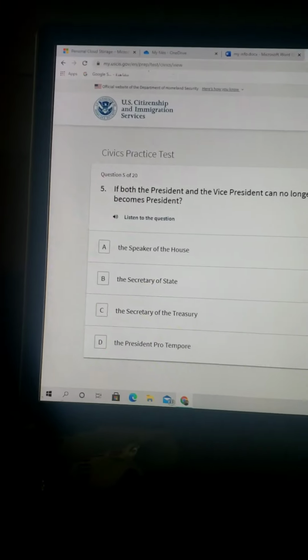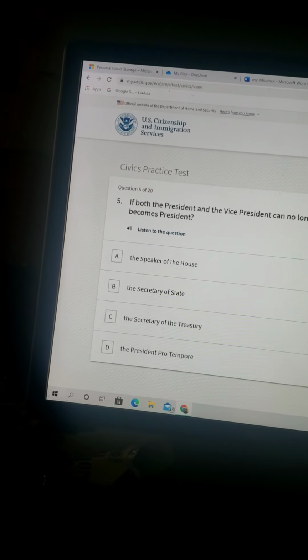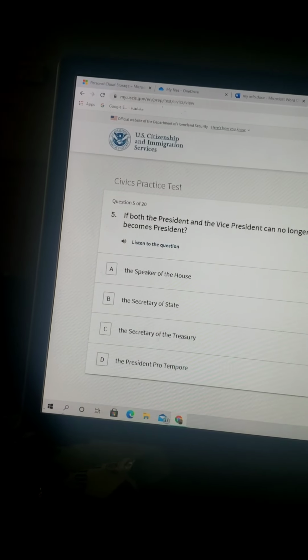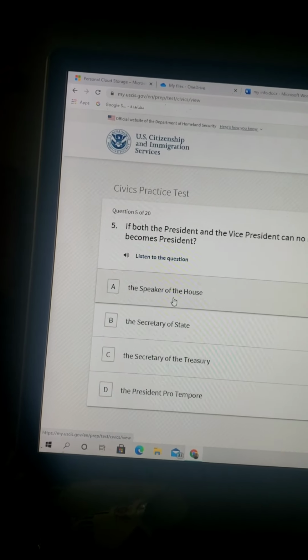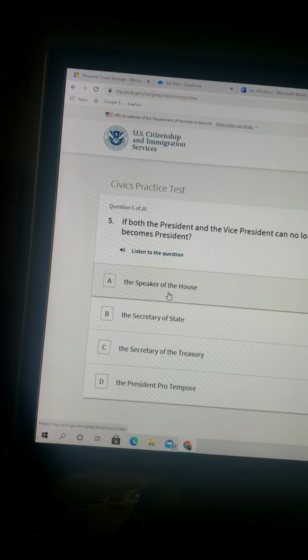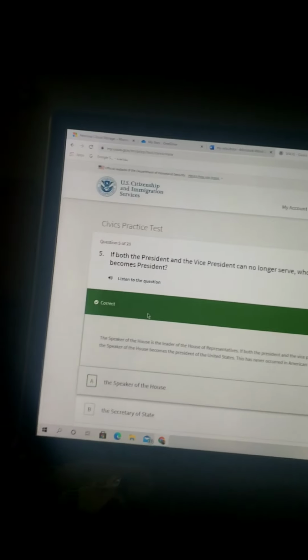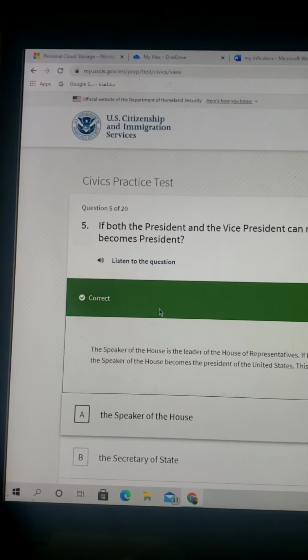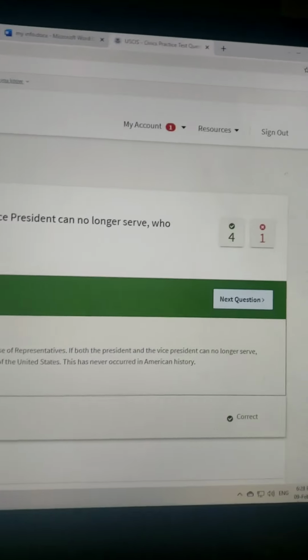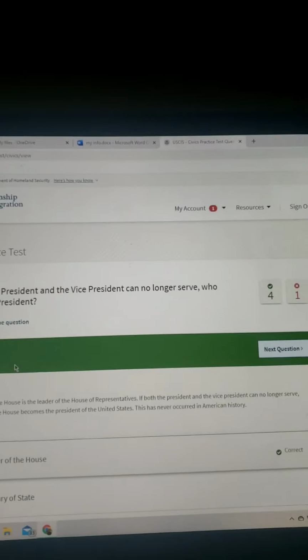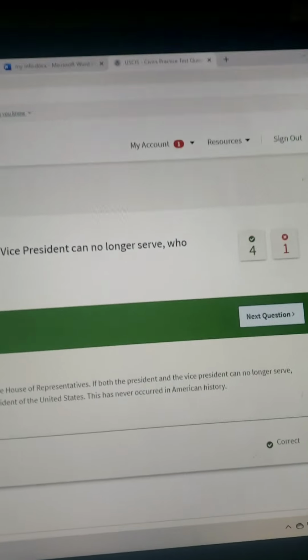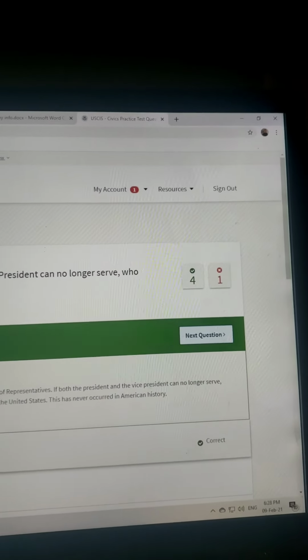If both the president and the vice president can no longer serve, who becomes the president? It's the Speaker of the House, Nancy Pelosi, unfortunately. Correct. The Speaker of the House is the leader of the House of Representatives. If both the president and the vice president can no longer serve, the Speaker of the House becomes the President of the United States. This has never occurred in American history.